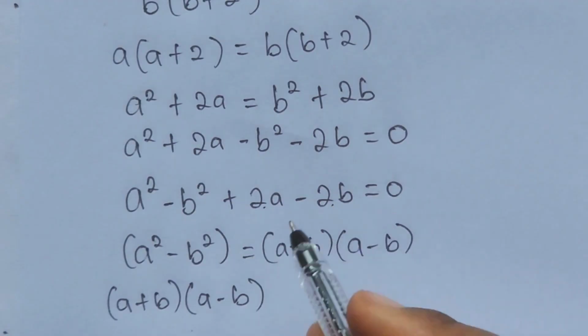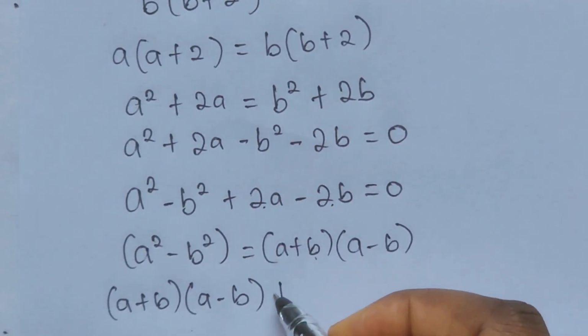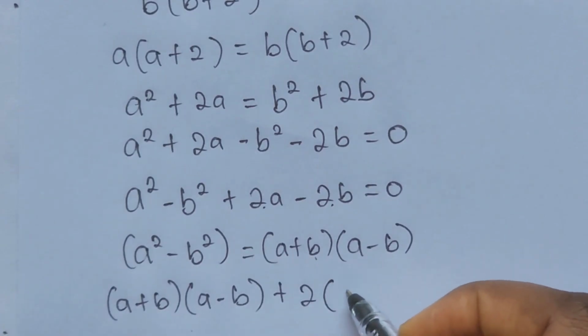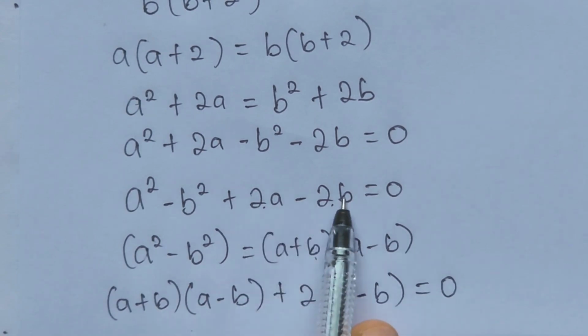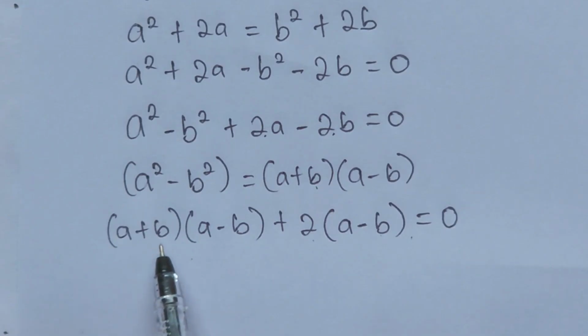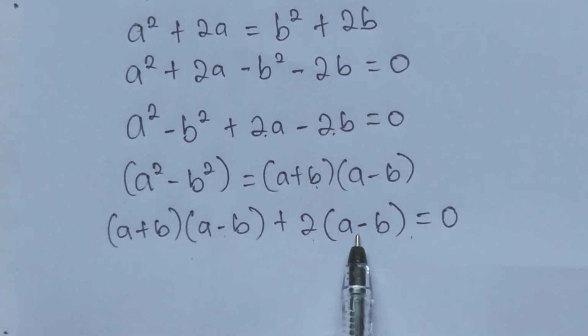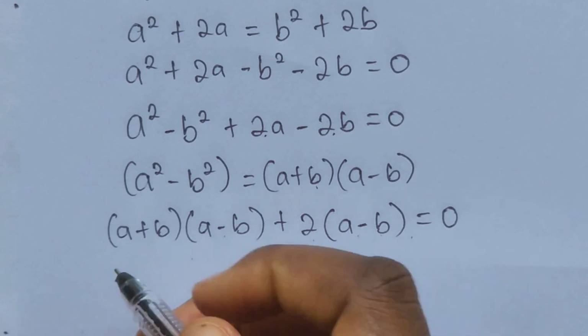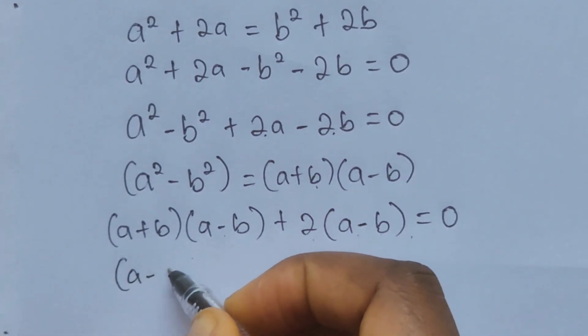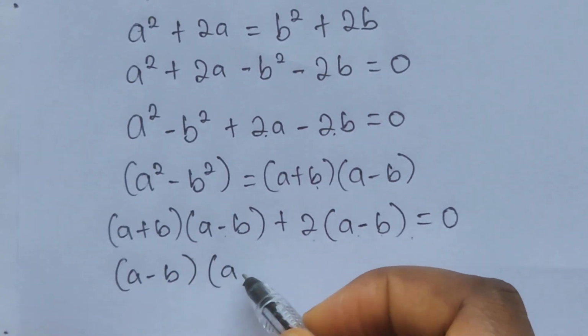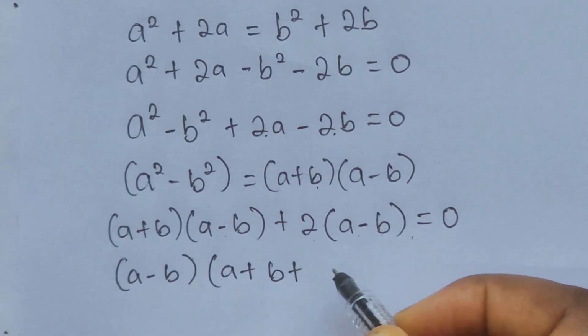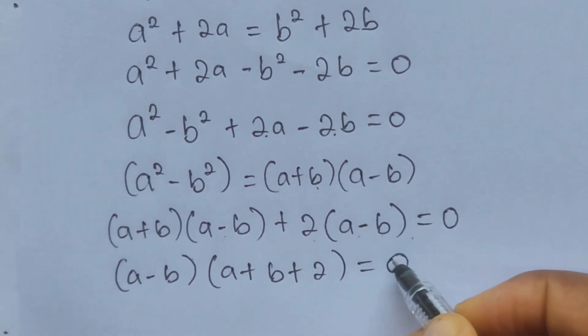We'll add up with this. We have plus 2 times (a minus b), all equal to 0. So we factored out 2 from here to have 2 times (a minus b). So we have a minus b here and we have a minus b too. So we'll factor out (a minus b) to have (a plus b plus 2), which is equal to 0.